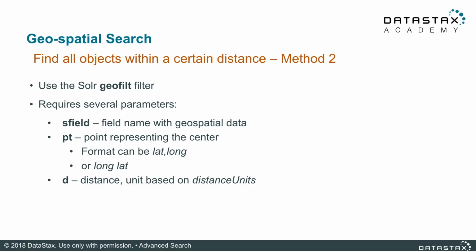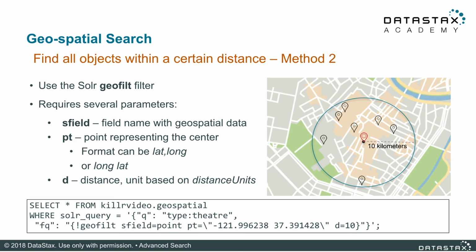Another way to perform that function to find all objects within a certain distance is by using the Solr geofilt function. This can be much easier to do as it doesn't require much calculation. It uses three parameters: sfield, which is the field name that contains the geospatial data you're comparing; pt, which represents the center of the area you're searching; and d, which is the distance, or how far away from the center you are searching in. With the point parameter, the point coordinates are either in lat-long order, making sure you have a comma in between, or as long-lat using a space. The unit for the d distance is based on the distance units parameter set for the field type.